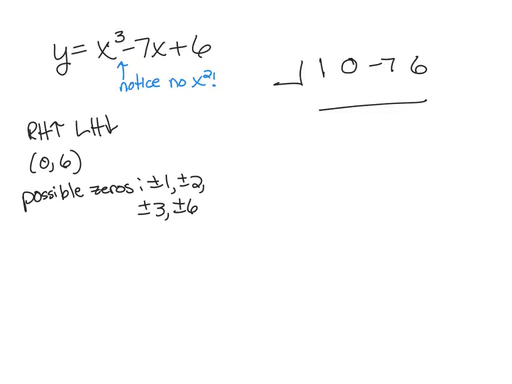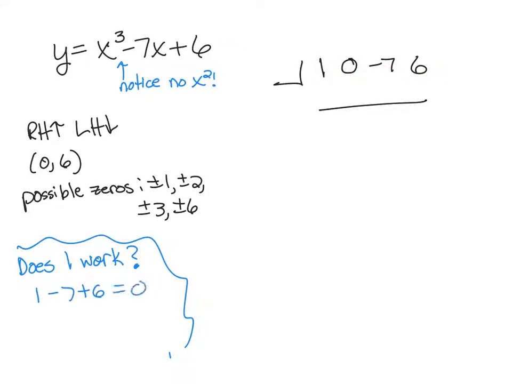First thing I'm going to try is the 1, but wait, I don't have to do this to see if 1 works. I can just add the coefficients, right? If x is 1, then all of these x's, no matter what the power, they're just gone, and we have the coefficients. Does this add to 0? 1 minus 7 plus 6 does equal 0, so 1 works.